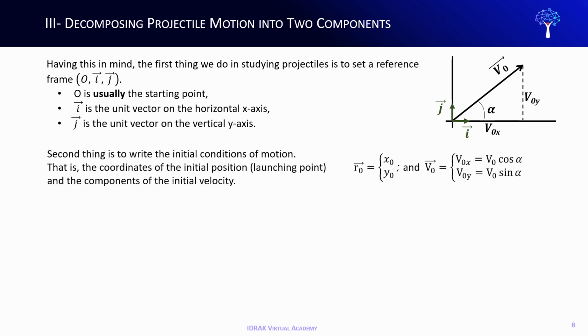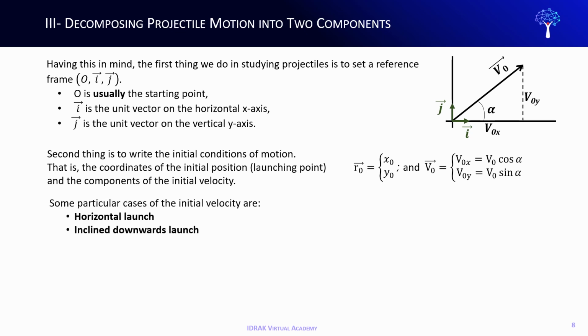Second thing we start with is to set the initial conditions. The coordinates of the initial position r0, which are x0 abscissa and y0, and also of major importance is the initial velocity. We decompose it into two components, v0x and v0y. Usually v0x is v0 cosine alpha and v0y is v0 sine alpha. If you have any problems with projection, pause the video now and go to previous sections where we have covered projection and decomposition of vectors.